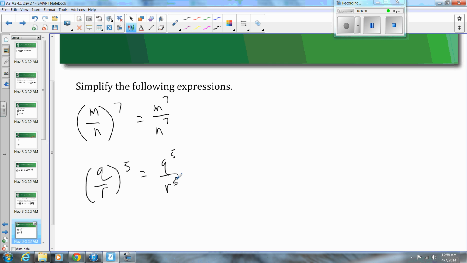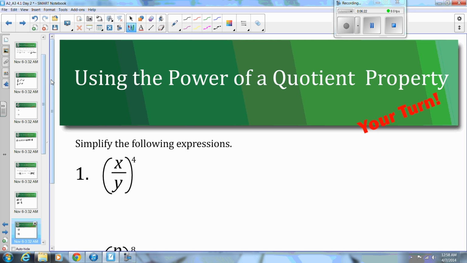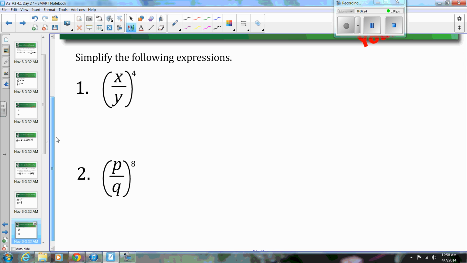So hopefully you're seeing this now. This one is relatively easy to see. All you're really doing is representing the numerator and denominator by individually raising them to whatever power the fraction is being raised to. Okay? So we'll see this using simplification in a bit, but I just want you to try some problems here on your own. x over y to the 4th, p over q to the 8th.